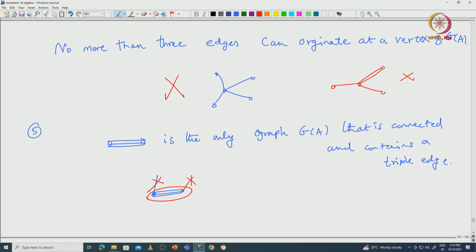Okay, I will stop here because we are running out of time. So, I will continue with the classification in the next class. Again, this is indeed a very big theorem. We need to make some more observations in order to actually conclude what we want. Okay, I will stop here.